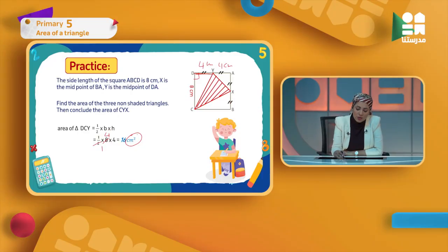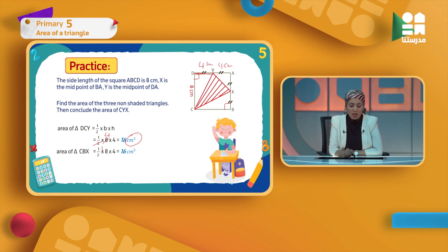Now, let's move to the other one. I'll get the area of triangle CBX the same way. It's a right angle triangle at the point B. So half base times height, which is half, also 8 centimeters and 4 centimeters. So it's half the base, which is 8, and the height, which is 4. It will be 16 centimeters squared as the one that we just did.